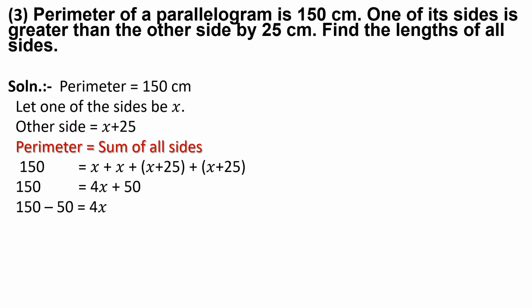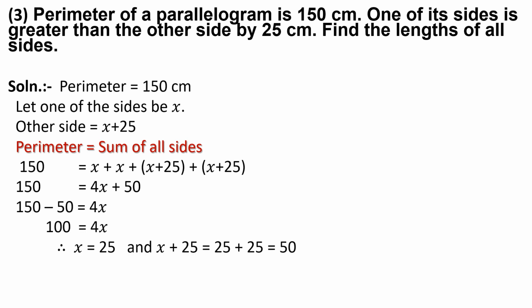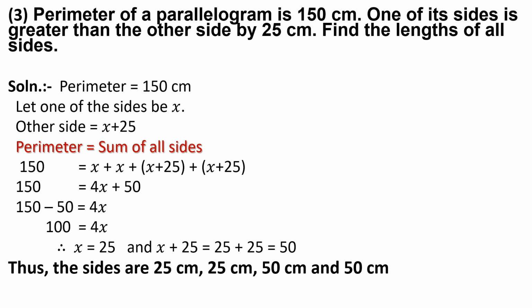So like this, find out the value of x. You will get x equal to 25. That is one side is 25 and another side is x plus 25, that is 25 plus 25 equal to 50. Thus the sides are 25 centimeter, 25 centimeter, 50 centimeter and 50 centimeter. Final answer like this you have to write down.